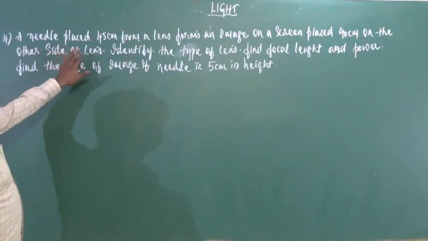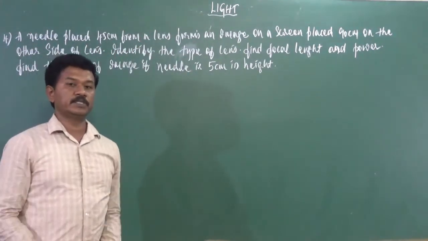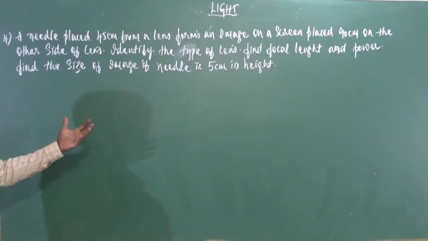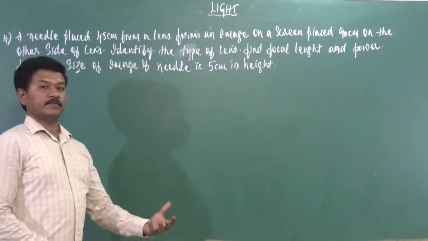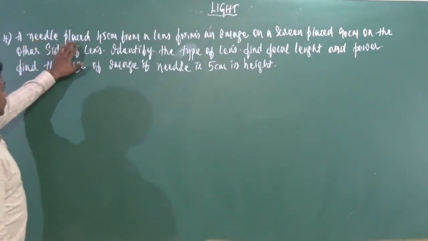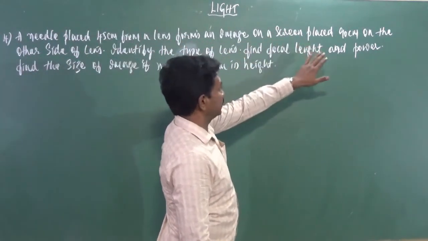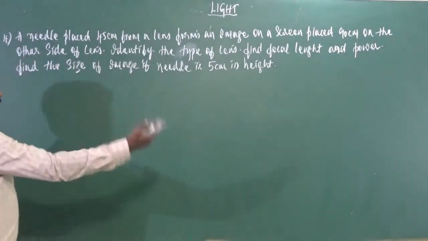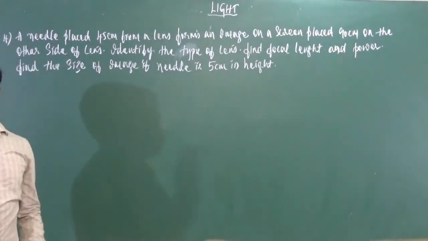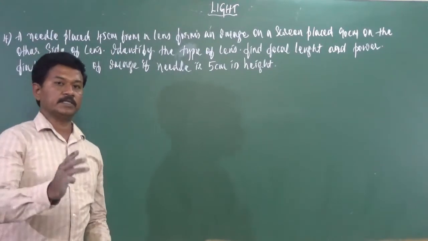A needle placed 45 centimeters from a lens. So the lens is a secret. We do not know which lens is being used here, whether it is a concave lens or a convex lens. By reading the question and understanding the data, we will decide. A needle placed 45 centimeters in front of a lens forms an image on a screen placed 90 centimeters on the other side of the lens. So this happens in which lens? Concave it cannot be, because in a concave lens the image is formed on the same side as the object. So in a convex lens these things happen.